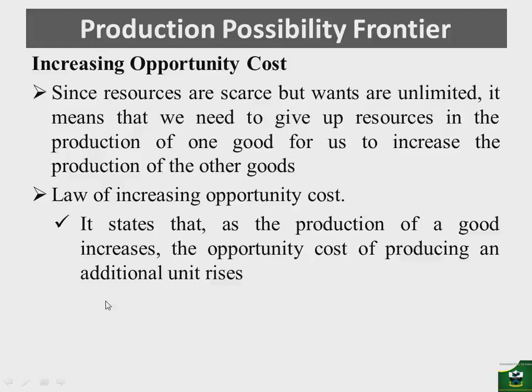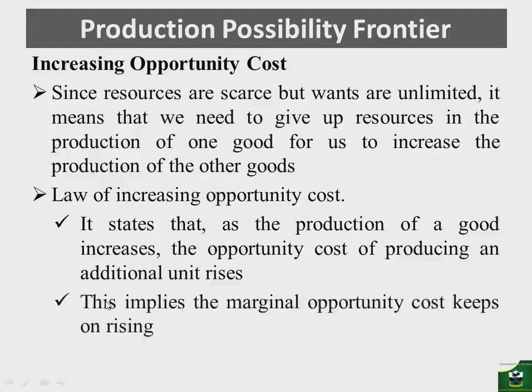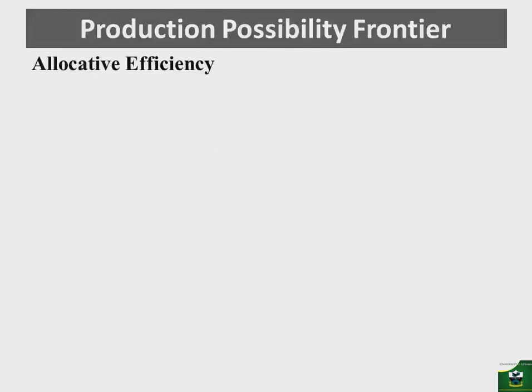We illustrated this on the graph when we were showing every additional unit of X we were bringing in. We noticed that we were giving up increasing units of resources needed for the production of good Y. So this implies that the marginal opportunity cost therefore keeps on rising. As you add one additional unit, you will have to give up more units of the alternative item.